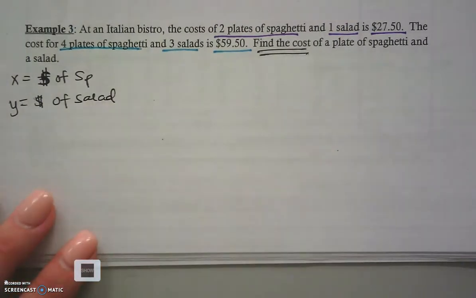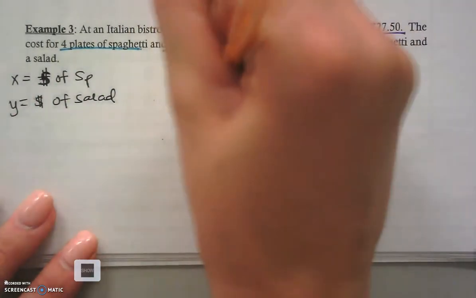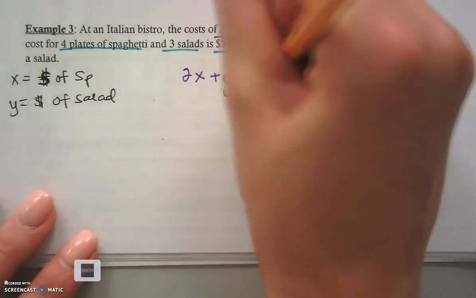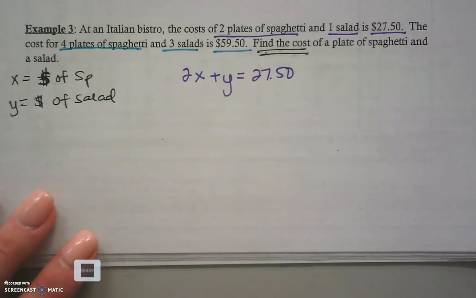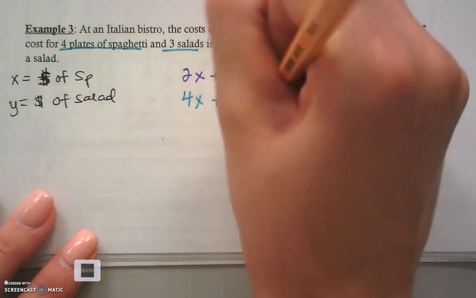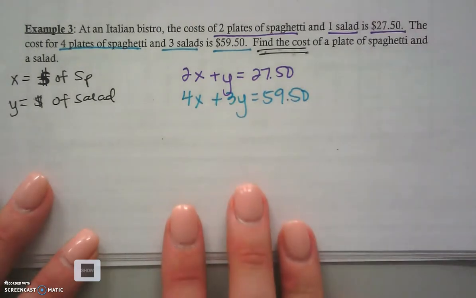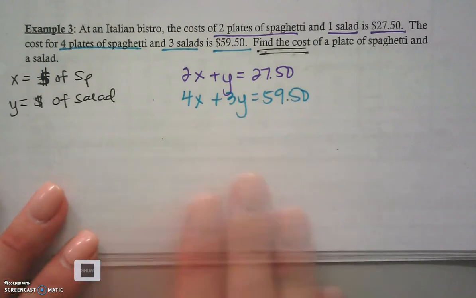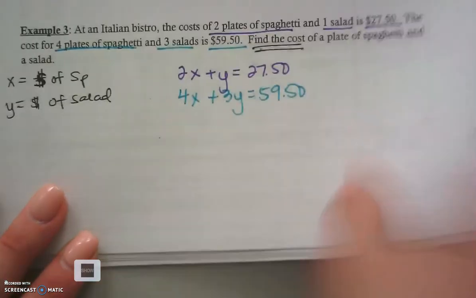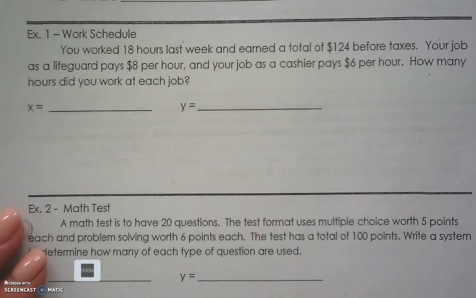So in noticing what I underlined, my first order, I had 2 plates of spaghetti, 2X, and 1 salad, and that's going to cost me $27.50. I then had an order of 4 plates of spaghetti, 4X, plus 3 salads equals $59.50. So you have 2 examples of totals and money, and you have an example of an order problem. So what I would like for you to do to finish up your notes is complete these 3 questions. Just set them up. Can you complete these 3 questions? Good luck.